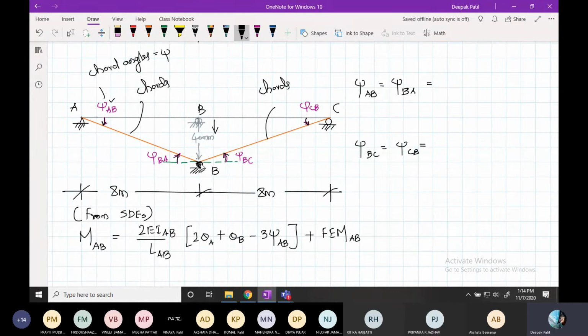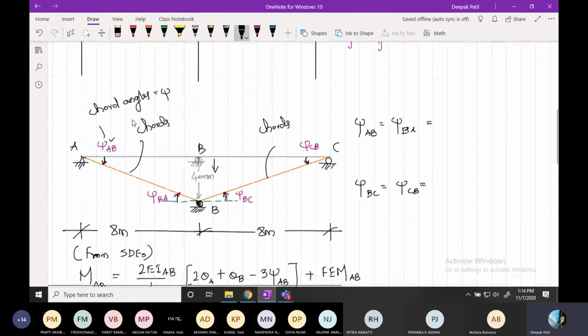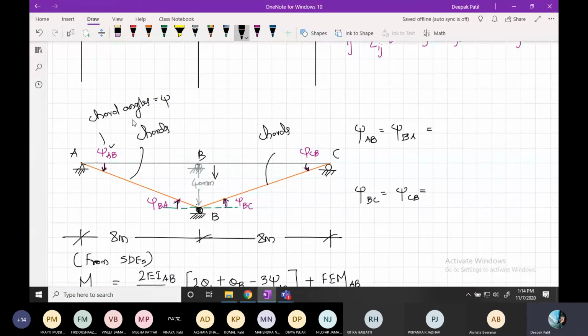It is nothing but settlement 40 divided by this span AB. So span AB is how much? It is 8 meters. So psi AB, which is equal to psi BA, is equal to 40 divided by 8. Are you clear? Any doubt in this? Since 40 is in millimeters, let me put 8 meters also in millimeters. So it comes out to be 8000 millimeters. So this comes out to be plus 0.005.